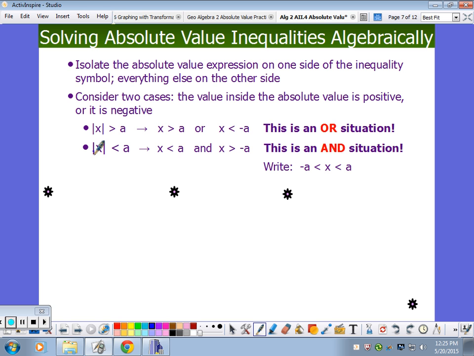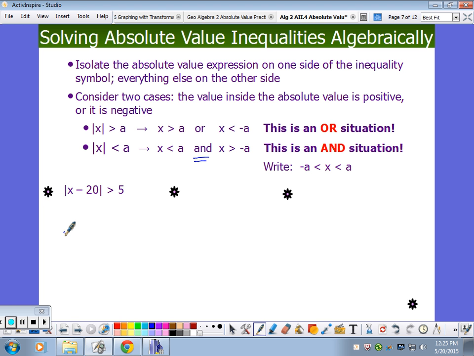If you have the absolute value of something is less than a constant, or some value, some expression, it could be that x is less than a, and this is the and situation, x bigger than, change that symbol, negative a. So that's the and situation. Ors and ands, we looked at that.